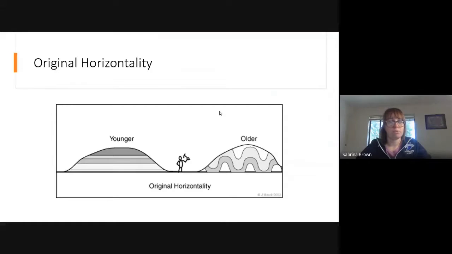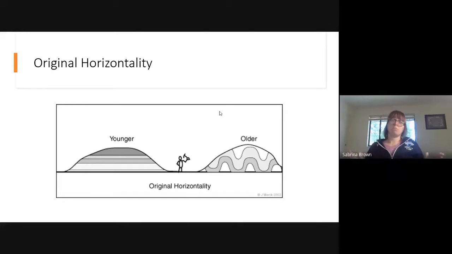First principle of stratigraphy is original horizontality. And stratigraphy, I should mention, is a word for rock layers. So stratigraphy just means rock layers. Strata is a layer of rock. So stratigraphy is just the study of different rock layers. And we use these different principles of stratigraphy to explain and figure out what's older and what's younger.